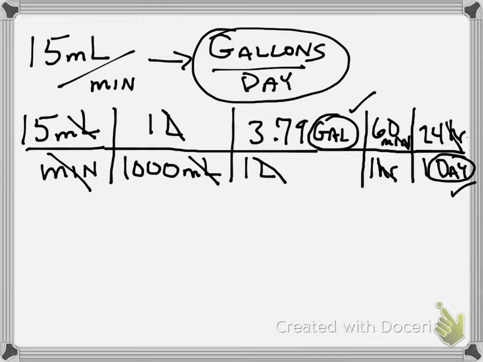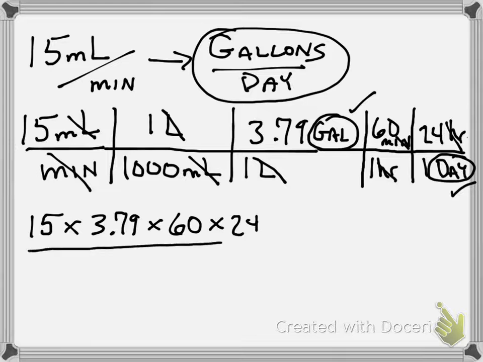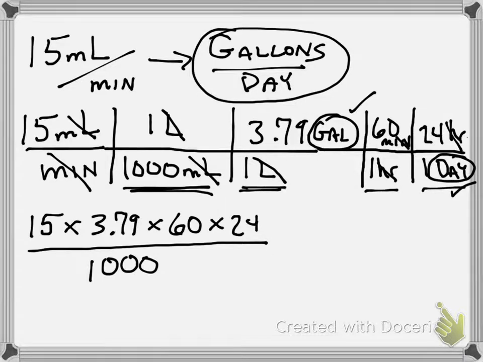So, breaking this apart, once again showing you guys how to do this, in the numerator, you're going to take 15, multiply it by 3.79, multiply it by 60, multiply it by 24, and divide it all by 1,000, because that 1,000 is the only true value in there. It would be 1,000 times 1 times 1 times 1 for 1 liter, 1 hour, 1 day. So 1,000 times 1 times 1 times 1 is just 1,000.